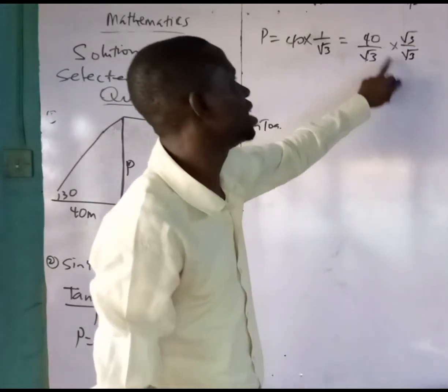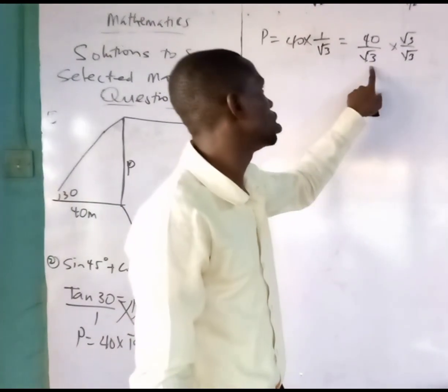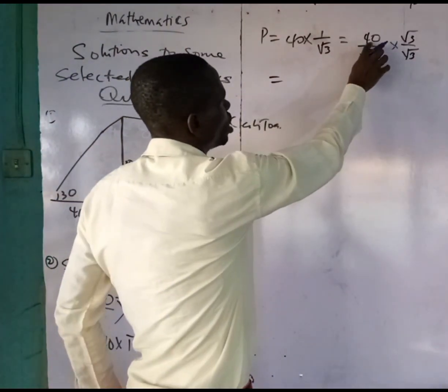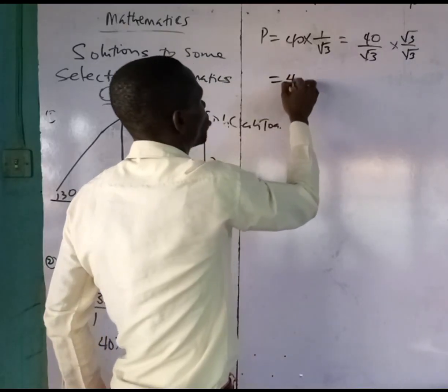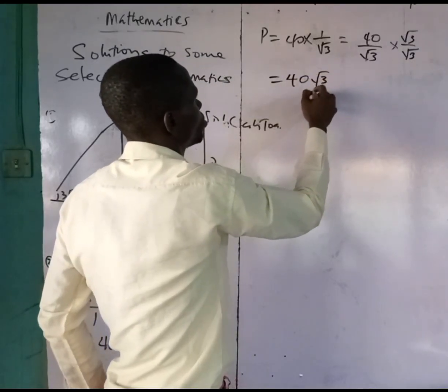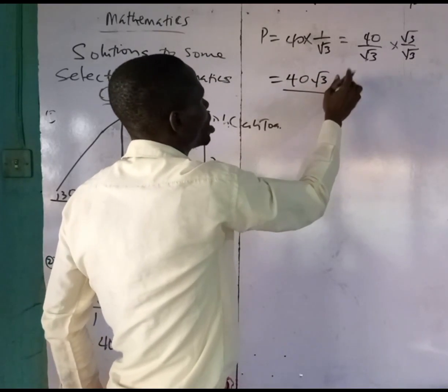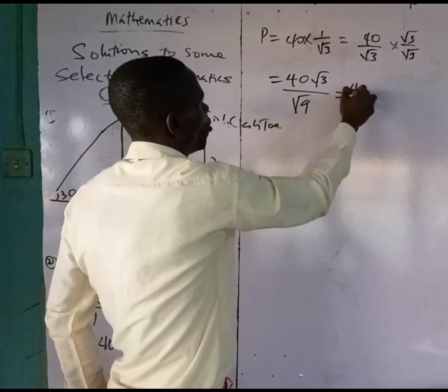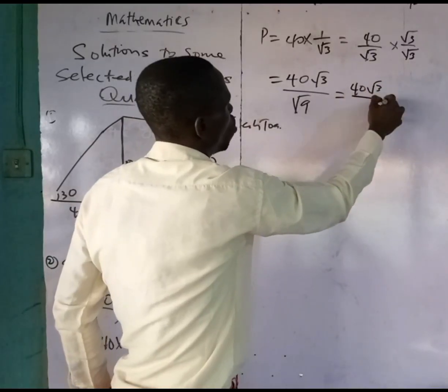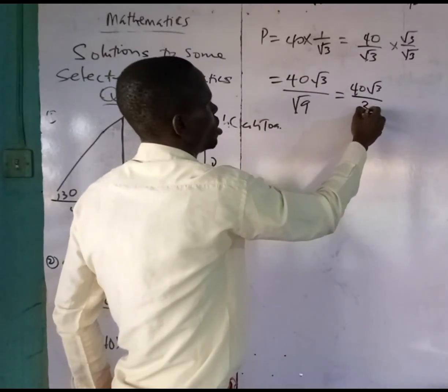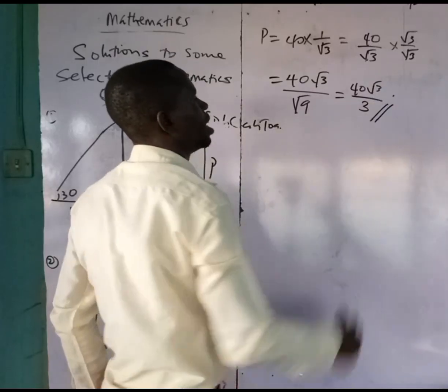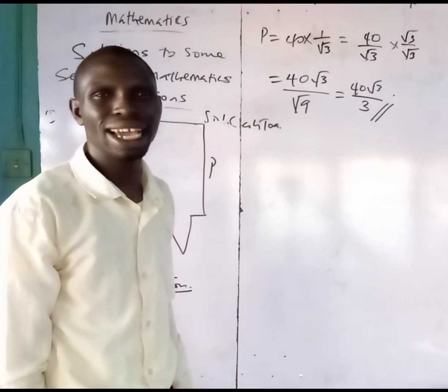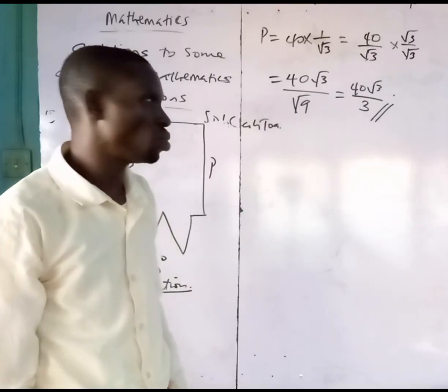Multiply both numerator and denominator by the denominator. So now 40 times root 3 will give us 40 root 3 over root 3 times root 3 will give us root 9. So our answer is going to be 40 root 3 over square root of 9, which is 3. So this is the final answer. Is that clear? Very good.